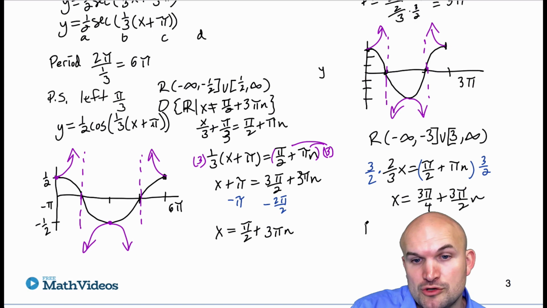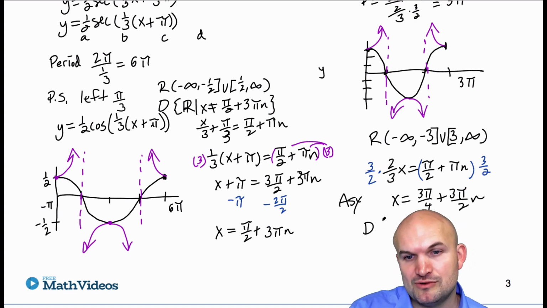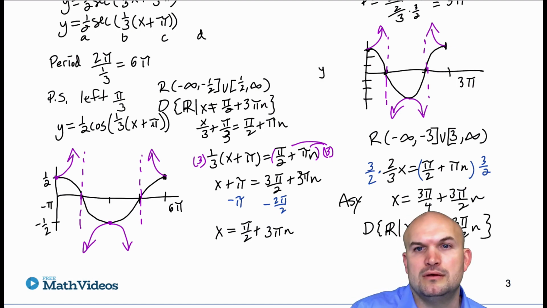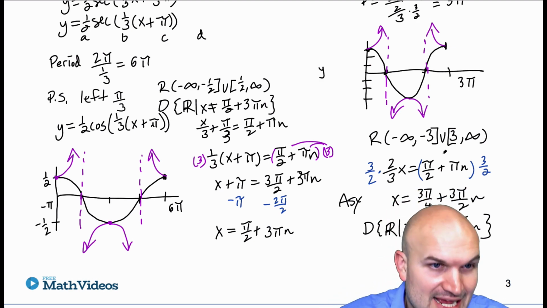So therefore, these are my asymptotes. For my domain that's going to be all real numbers such that x cannot equal 3 pi over 4 plus 3 pi over 2n. Okay. There you go. And that is for the secant.